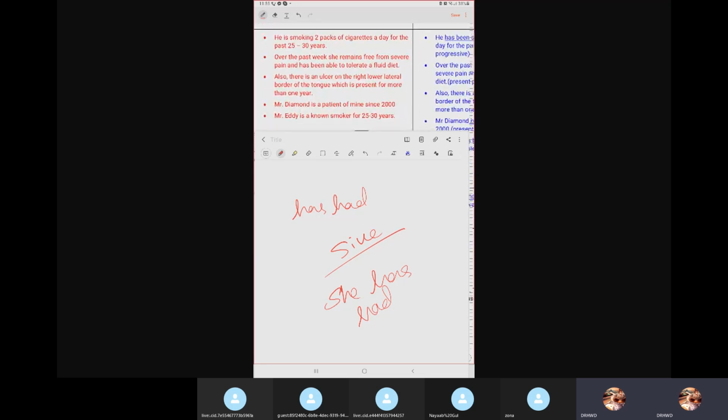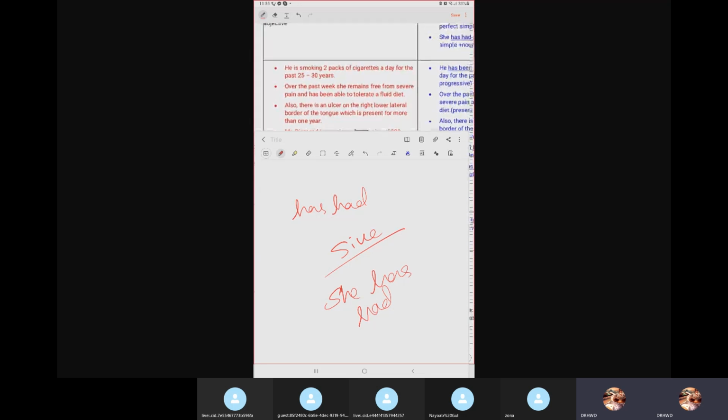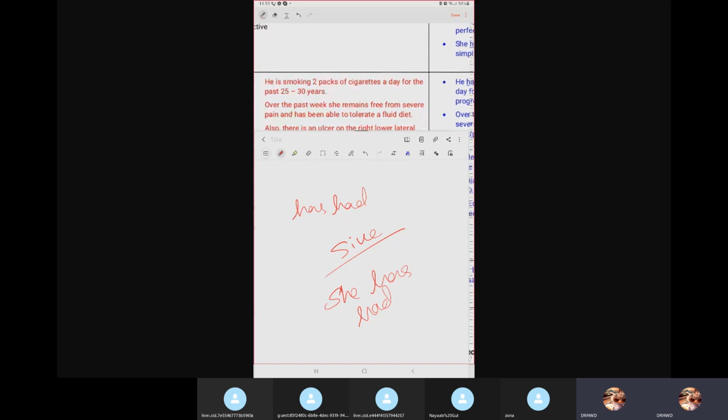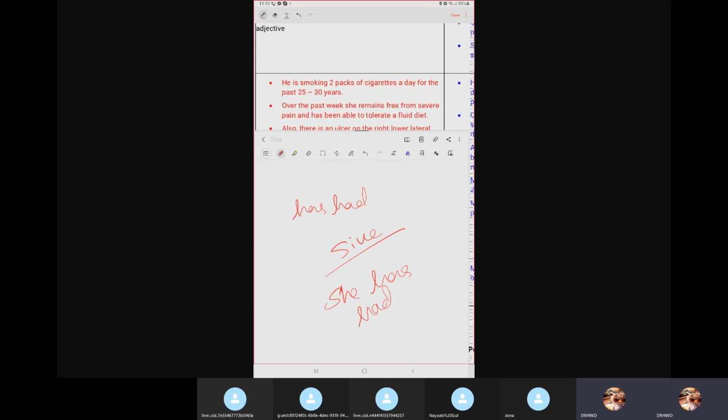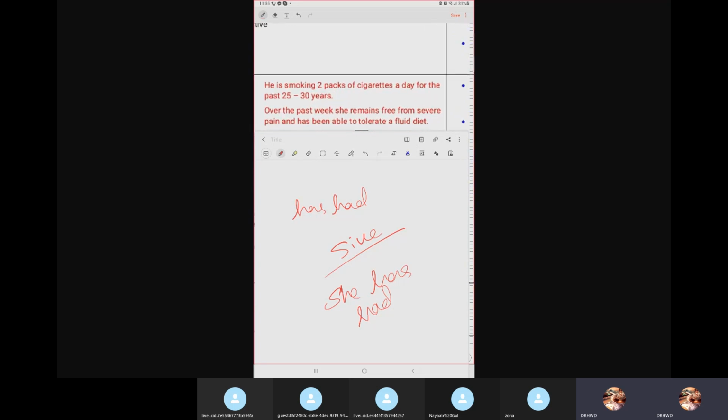Just the last one for Dr. Nayab. Dr. Nayab, did you get a chance to do it? Over the past week, she remains free from severe pain and has been able to tolerate a fluid diet. How would you correct it? Over the past week, she remains free from severe pain and has been able to tolerate a fluid diet. Is this correct or incorrect?